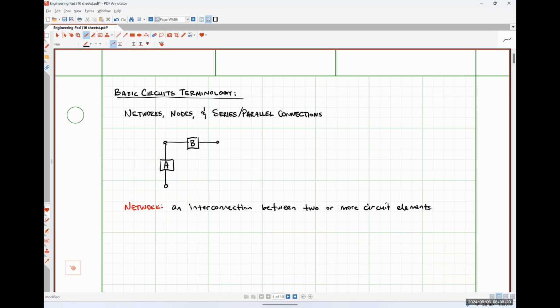And the points at which we can make these connections are going to be referred to as nodes. Okay. So we will define a node as a point of interconnection between circuit elements.